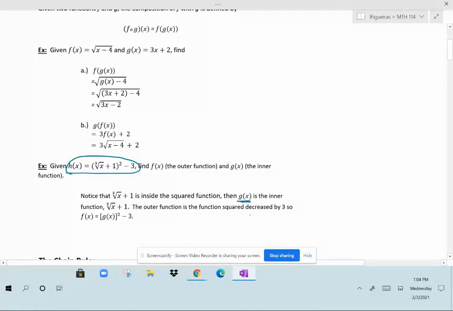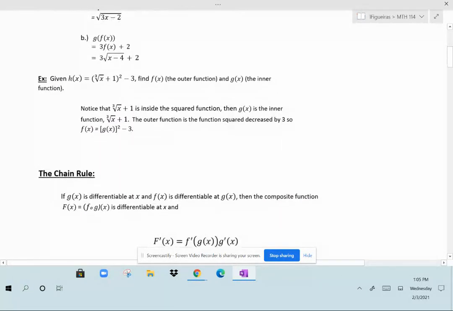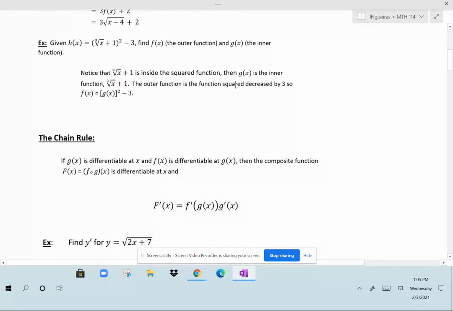And then the outer function would be squaring that expression and then decreasing it by 3. So we'll need to be able to identify outer and inner in order to apply chain rule. So let's see, what does chain rule look like?